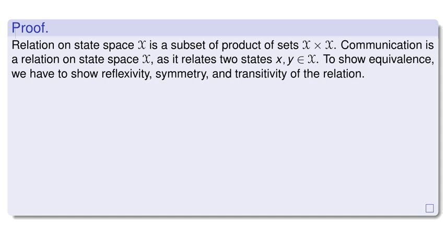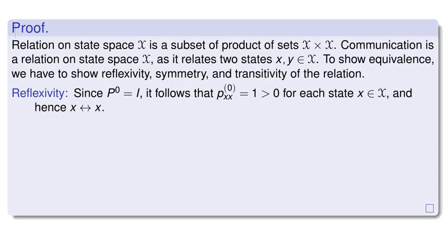A relation on a state space script X is essentially a subset of the Cartesian product script X cross script X. Communication, as we've defined it, is indeed a relation on the state space script X, because it describes a relationship between pairs of states x and y from script X. To prove it's an equivalence relation, we need to demonstrate three properties: reflexivity, symmetry, and transitivity.